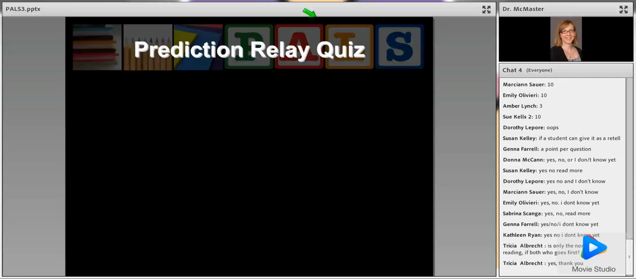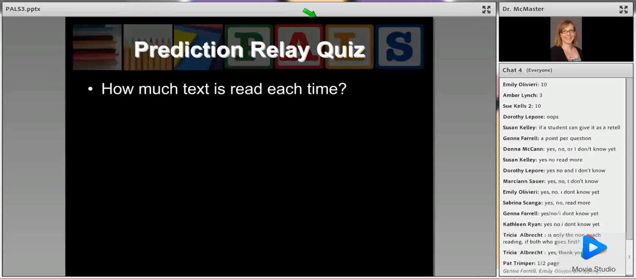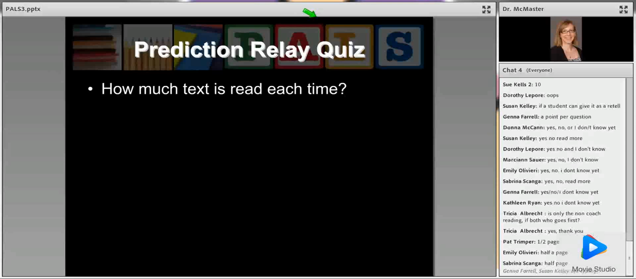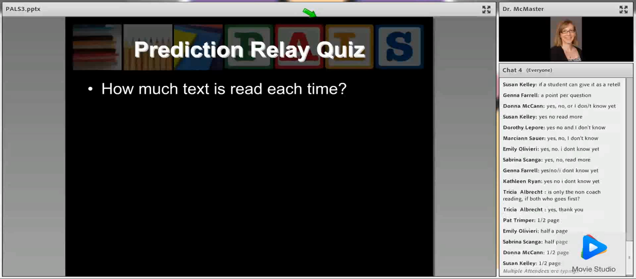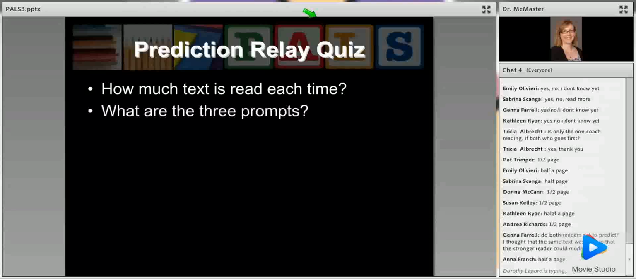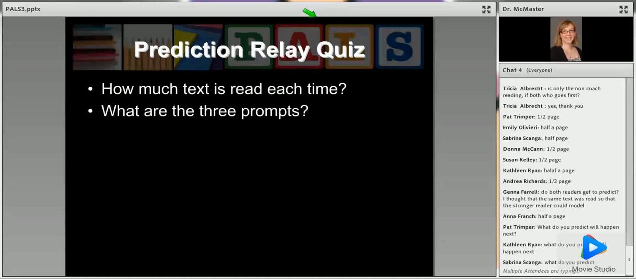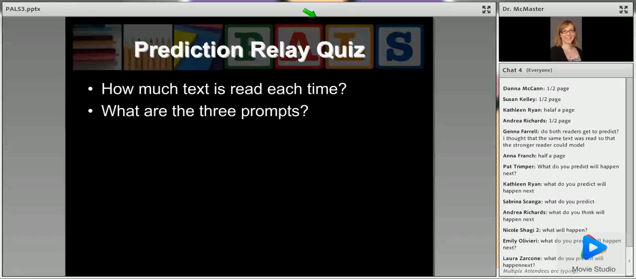Good. Okay. How much text is read each time during prediction relay? Okay. Pat was on it. Half a page. What are the 3 prompts? Go ahead and type the first prompt. Yep, you got it. What do you predict will happen next? And then they read half a page, and then they check to see if their prediction came true.